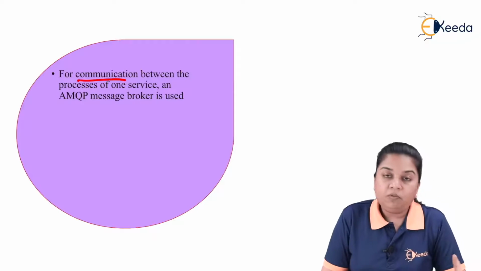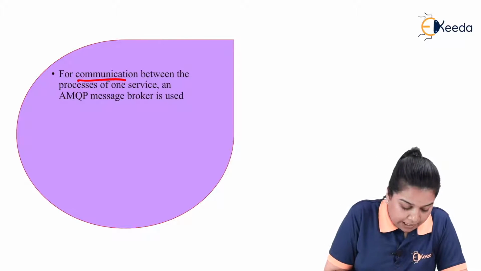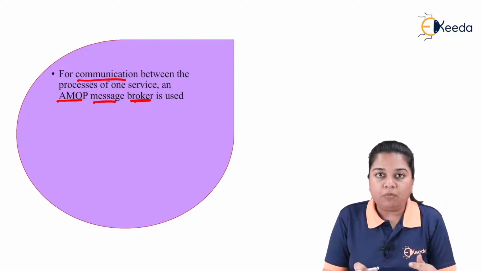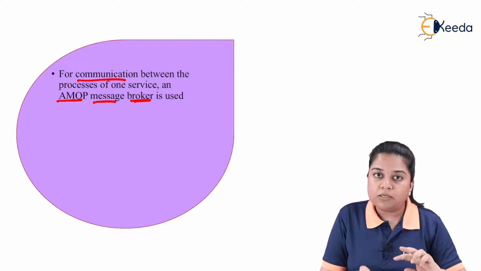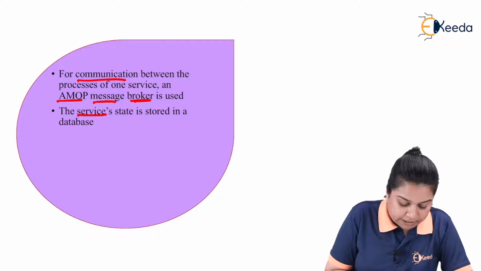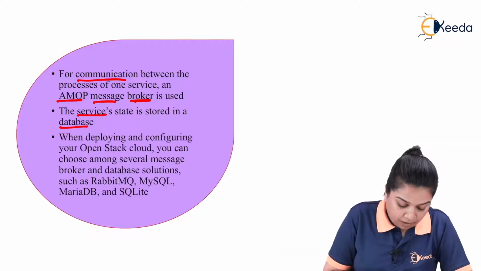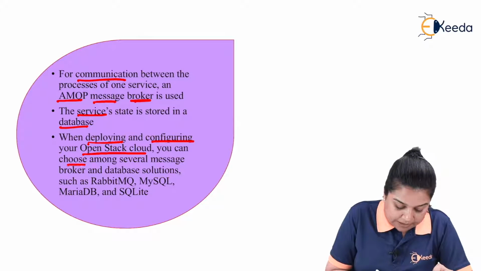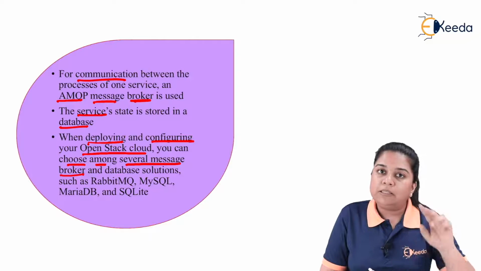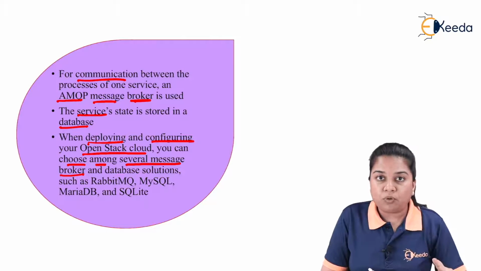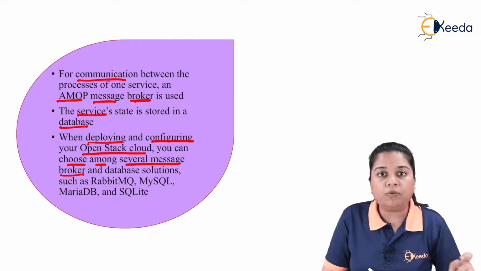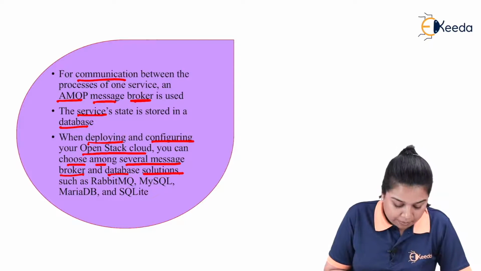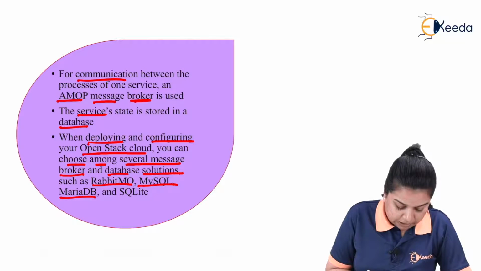For communication between the processes of one service, an AMQP message broker is used, because this message broker passes the packets between those services. The service's state is stored in a database. When deploying and configuring the OpenStack cloud, you can choose among several message brokers and database solutions such as RabbitMQ, MySQL, MariaDB and SQLite, for communication between those services.